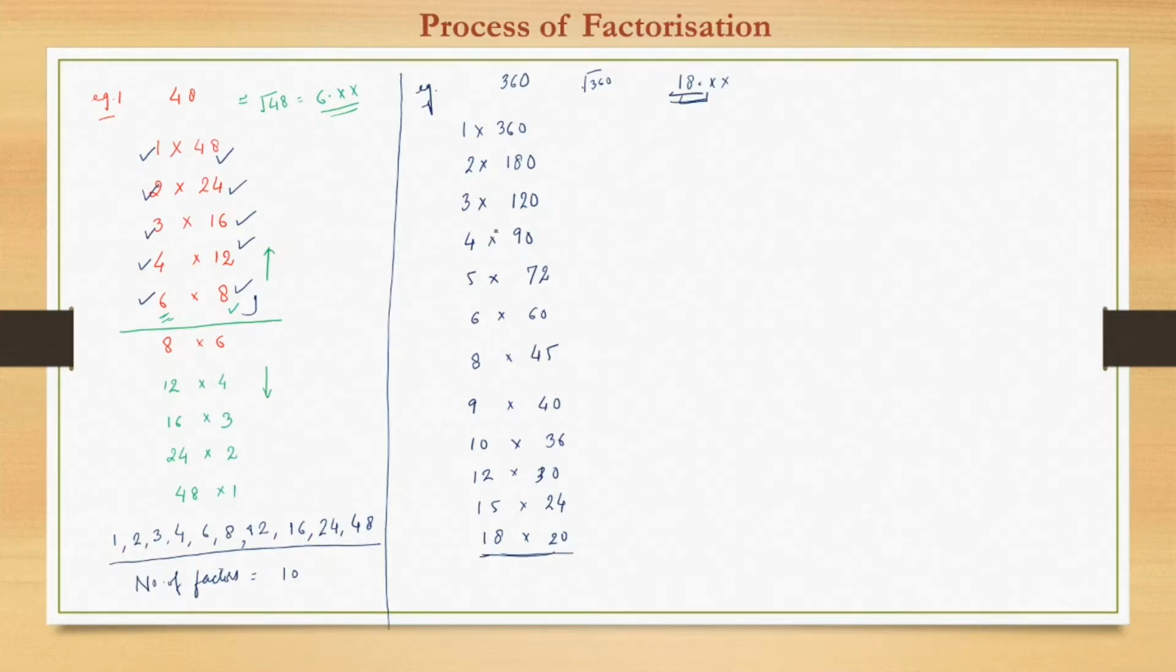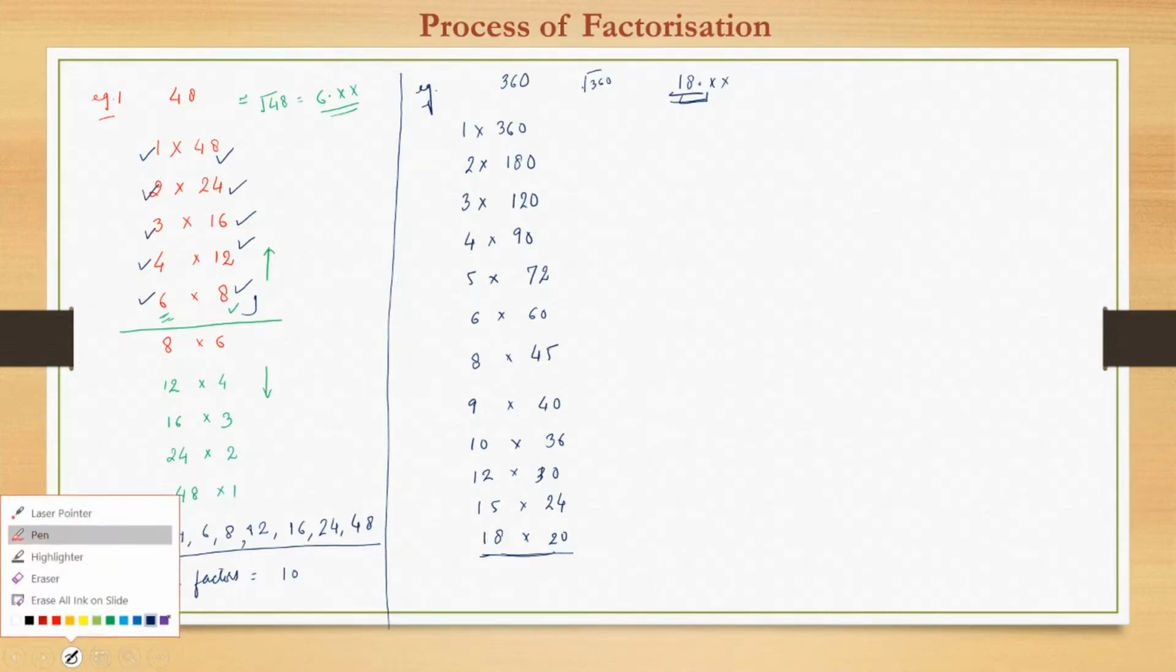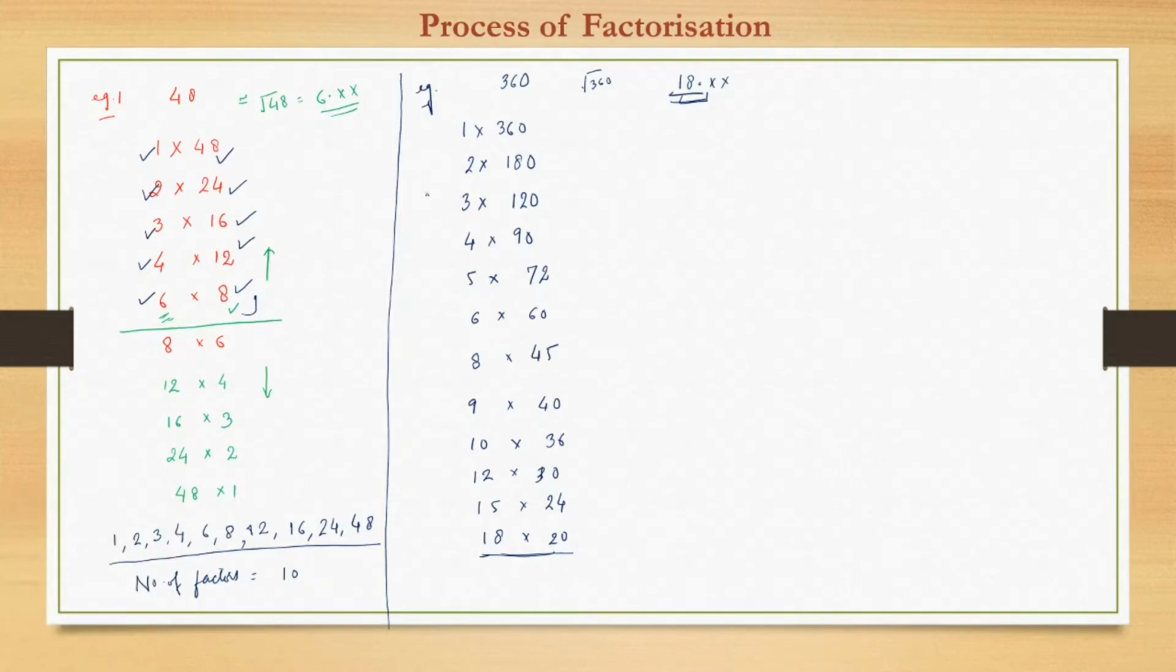So what are the factors of 360? If we see the factors of 360, it is 1, 2, 3, 4, 5, 6, 8, 9, 10, 12, 15, 18. Then from here 20, 24, 30, 36, 40, 45, 60, 72, 90, 120, 180 and 360. All of these are factors of 360.